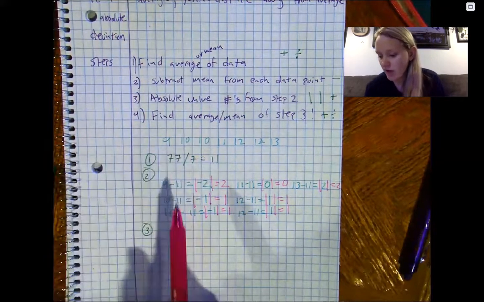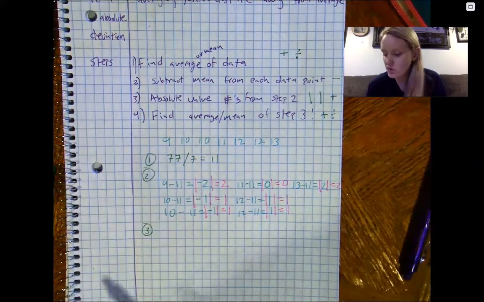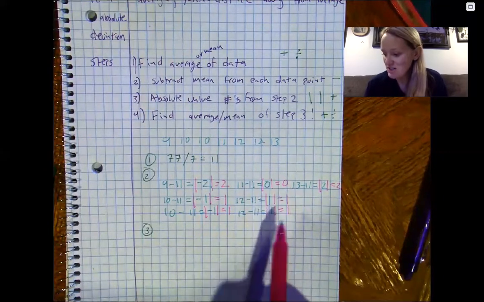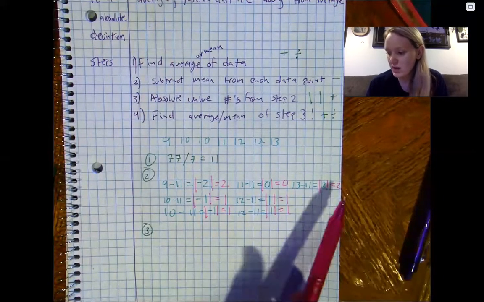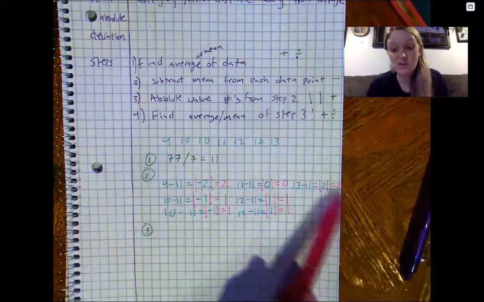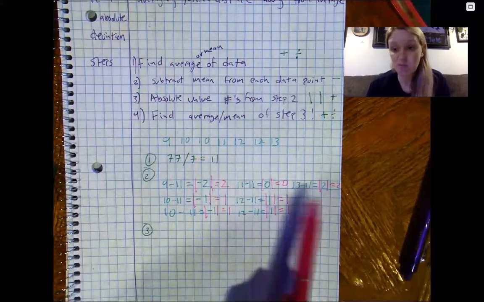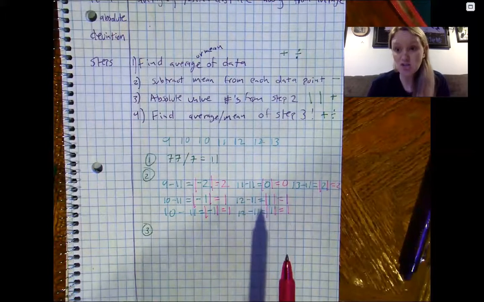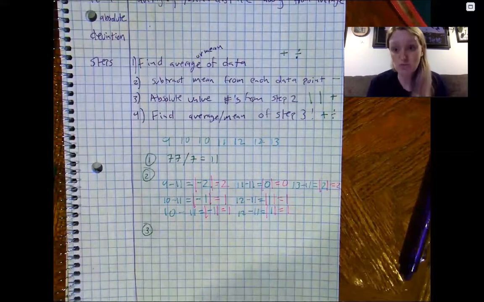So again, we found the average. We found that the 9-year-old was 2 away from the average. The 10-year-old was 1 away. The 11-year-old was 0 away. It was the average. The 12-year-old was 1 away, and our 13-year-old was only 2 away. So you can already start to see that our mean absolute deviation is going to be low. Most of the kids that went to the movie were pretty close in age. So on average, they were close to the average.